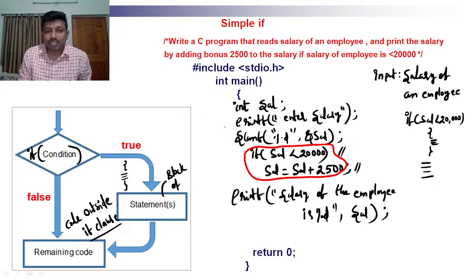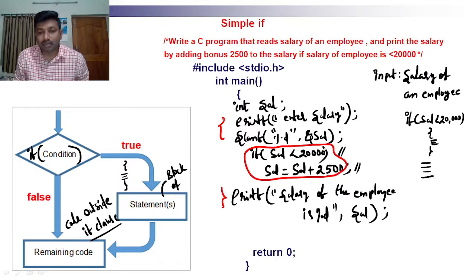Otherwise, you just take the salary and print the salary. If this is false, the program simply reads the salary and prints it. But we are going to take the decision. Based on this if statement, if salary is less than 20,000, I would like to update it. As I said earlier, I have only one statement, so I have not written the curly braces. If you want, you can keep it in curly braces, open and close.